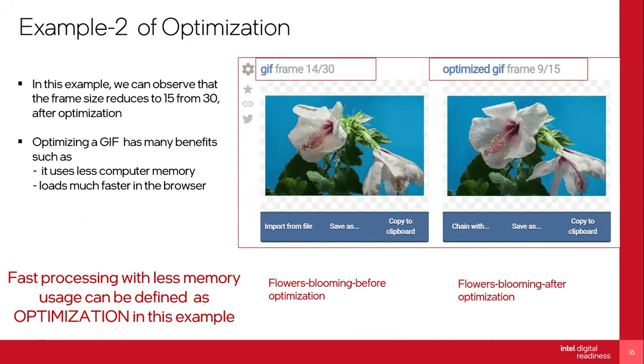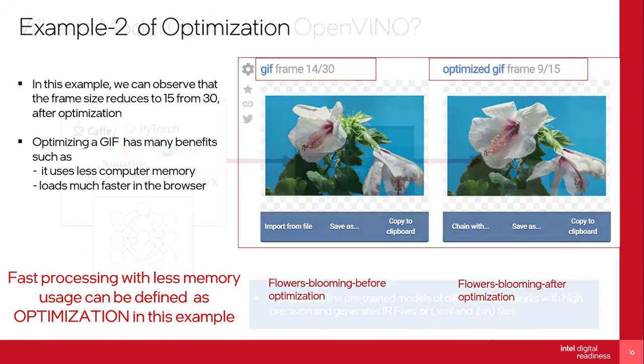So it takes very little memory and loads faster in the browser. What is the use of optimization? Fast processing and less memory usage, right? Clear? So this is optimization.